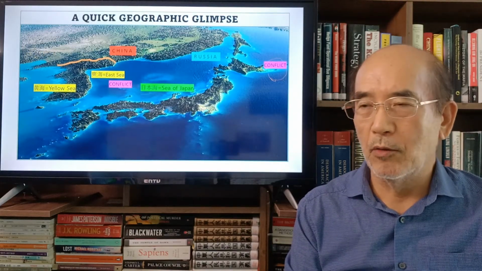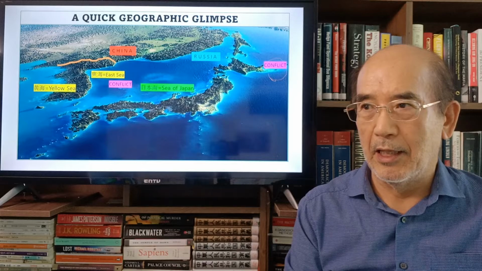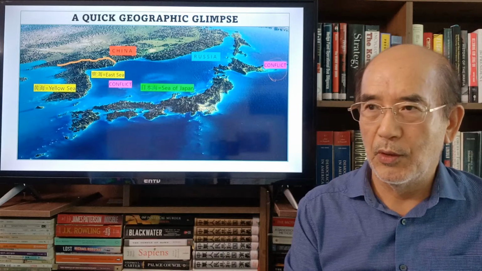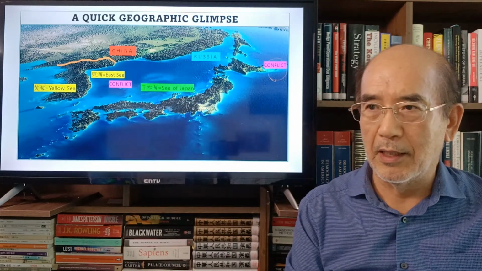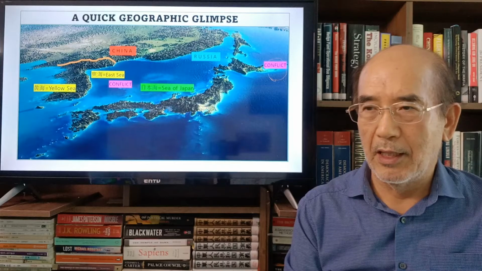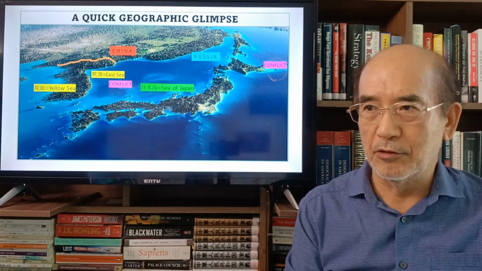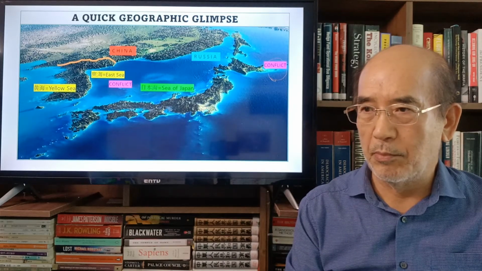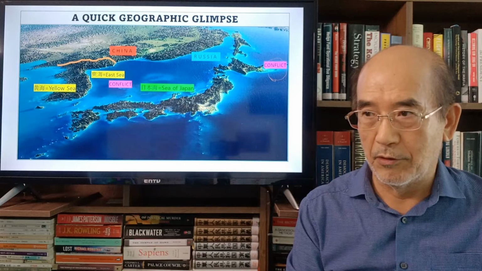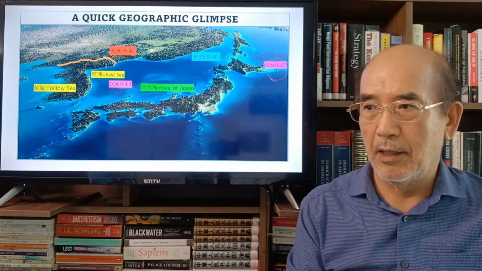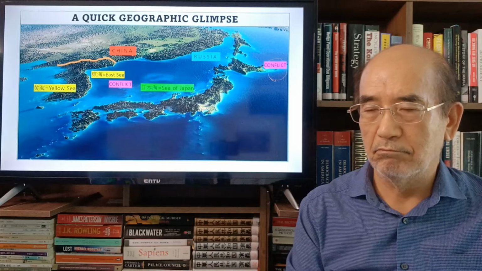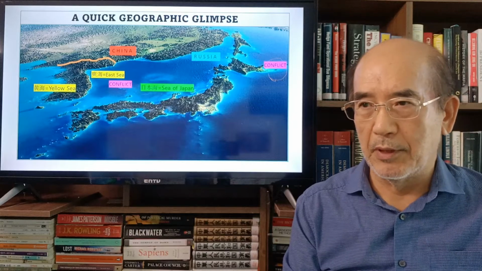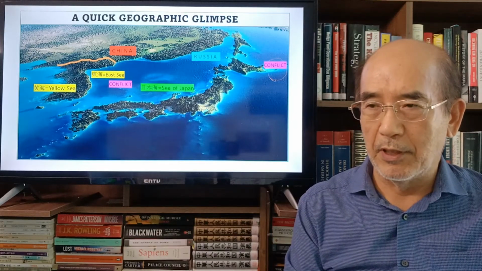Now let's take a very quick look at the geographic features of the Korean Peninsula and the Japanese Archipelago. First of all, in terms of positioning, the Korean Peninsula is attached to the Eurasian continent. On the other hand, the Japanese Archipelago is separated from it, of course, and looks toward the Pacific Ocean. These conditions lead to the second important element in terms of conflict.